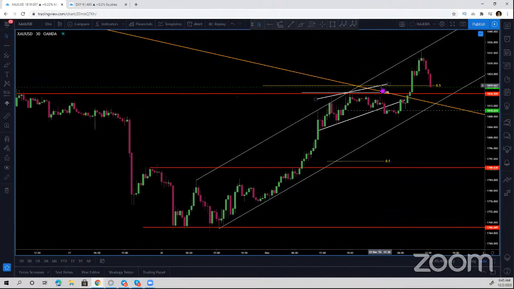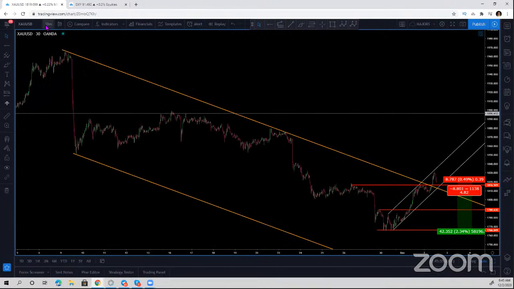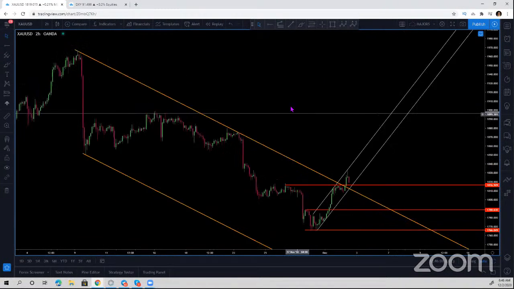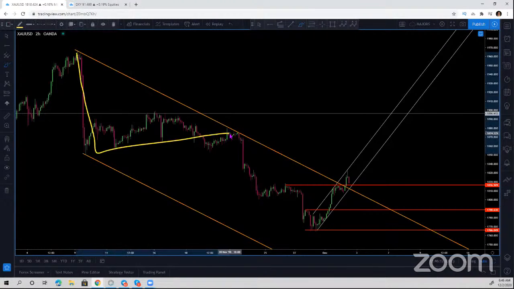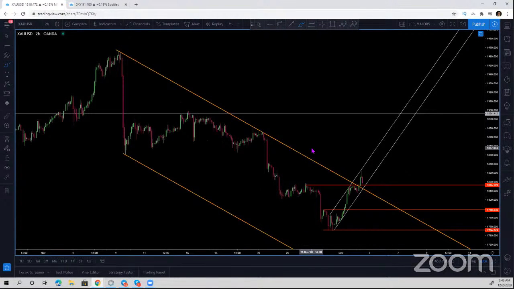Gold, all right. This is actually a little bit cluttered, so let me just delete a few levels, etc. And so gold, let's go to a 2-hour chart. Gold is quite interesting. Why? Because this rally that we have seen from the 1776 level broke with the midterm bearish structure, right? So that is something to focus on.